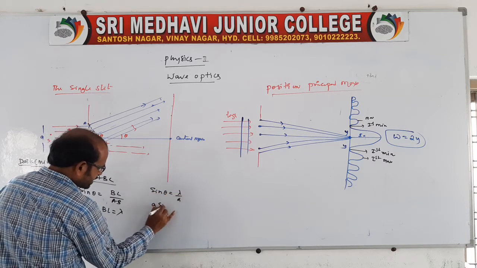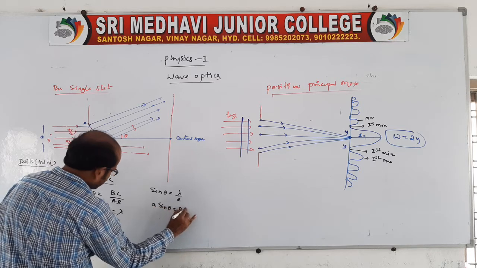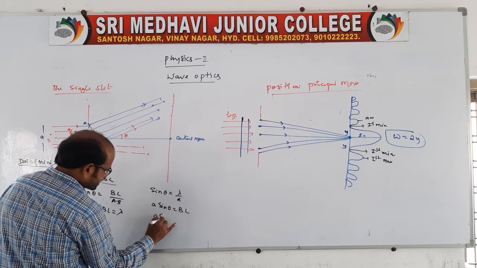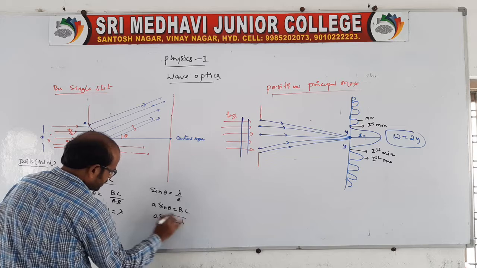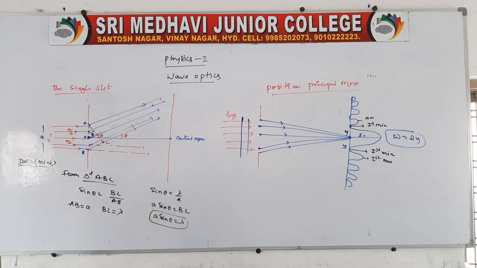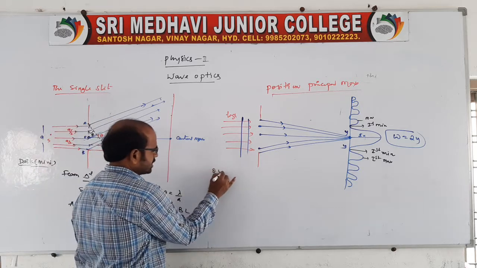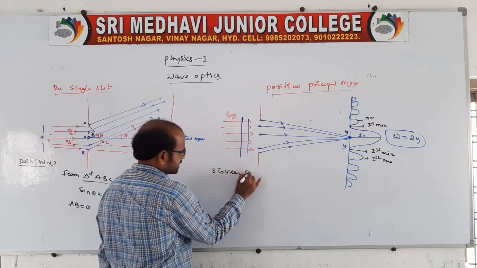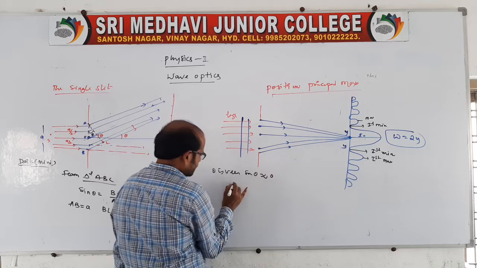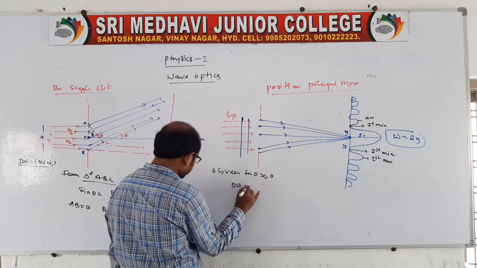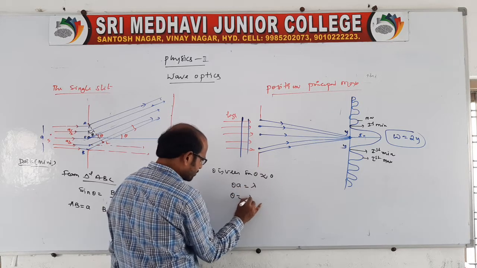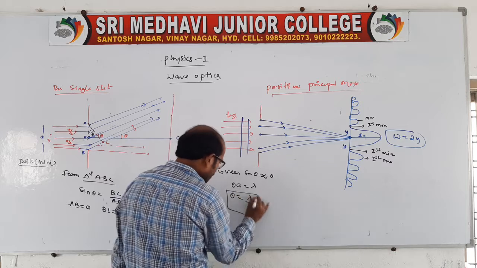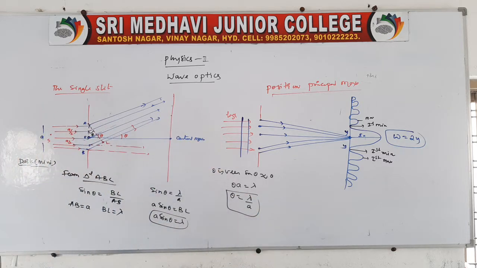Therefore, A sine theta is equal to BL, or A sine theta is equal to lambda. Of course, theta is very small. Here you write that theta is very small. Therefore, sine theta is almost equal to theta. Then A theta is equal to lambda. Therefore, theta is equal to lambda by A. This we call the angular fringe width, because the angle theta is nothing but the angular fringe width, right?